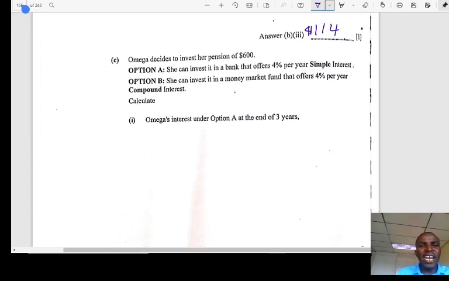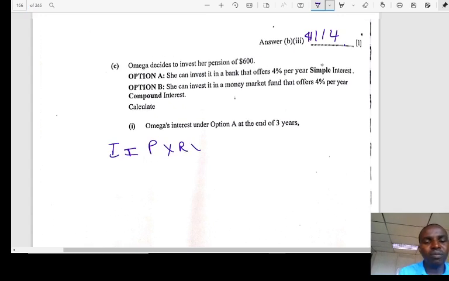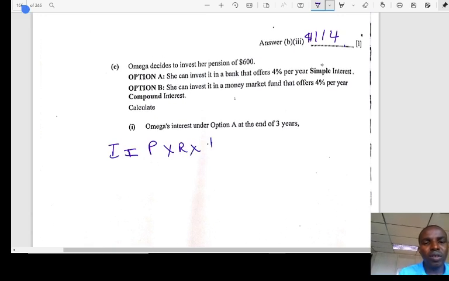Next, Omega decides to invest a pension of $600. Option A, she can invest it at a bank that offers 4% per year simple interest. Option B, she can invest it at a money market fund that offers 4% per year compound interest. Calculate Omega's interest under option A at the end of 3 years. Option A is simple interest. So Omega's interest is equal to principal times rate times time over 100 if you are using simple interest.